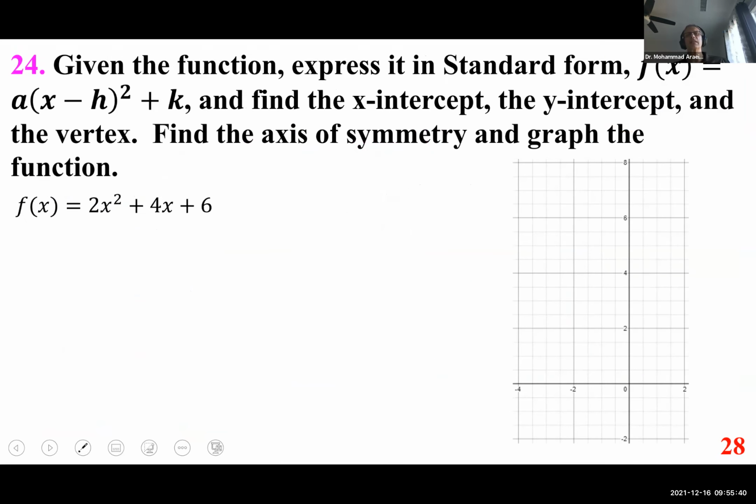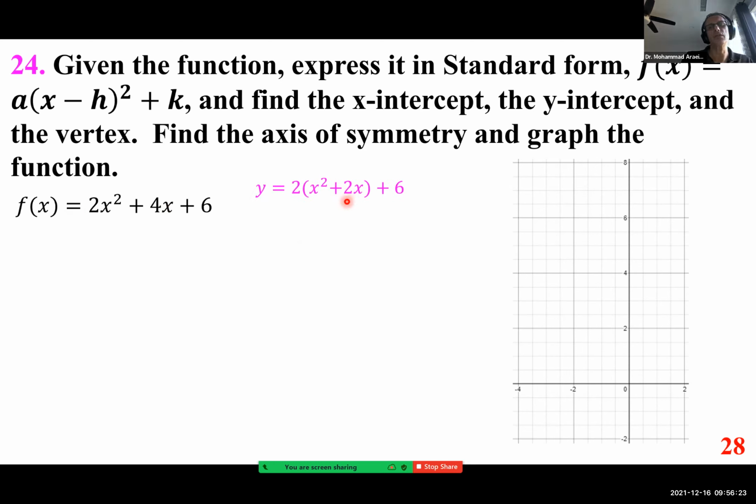Given the function expressed in standard form, f of x equals a times x minus h quantity squared plus k, in this format, find the x-intercept, the y-intercept, the vertex, the axis of symmetry, and the whole enchilada, basically. So here's the function f of x equals 2x squared plus 4x plus 6. There are two ways to find the vertex. One of them is x equals minus b over 2a, or you do it by the method of completing the square. Let me quickly show you both ways. If I want to complete this square, I put these two together and take the 2 out.